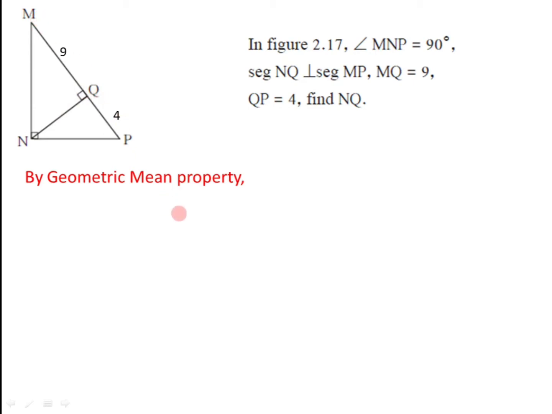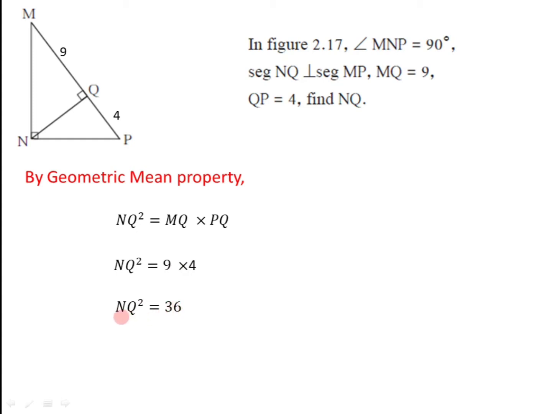That means we can write it as NQ square is equal to MQ into PQ, because whenever any number is the geometric mean of two other numbers, its square must be equal to the product of those two numbers. That's why NQ square is equal to MQ into PQ. Here we have to replace the values of MQ and PQ which are given. So MQ is 9 and PQ is 4. So 9 into 4, that's 36. So we get NQ square is equal to 36.